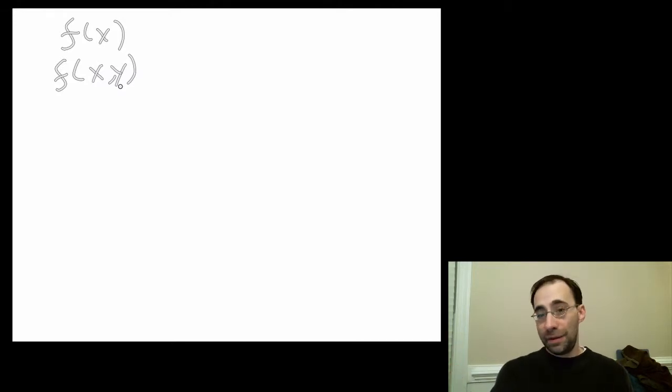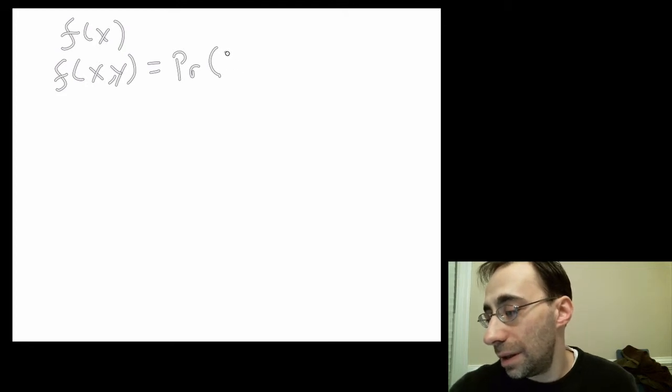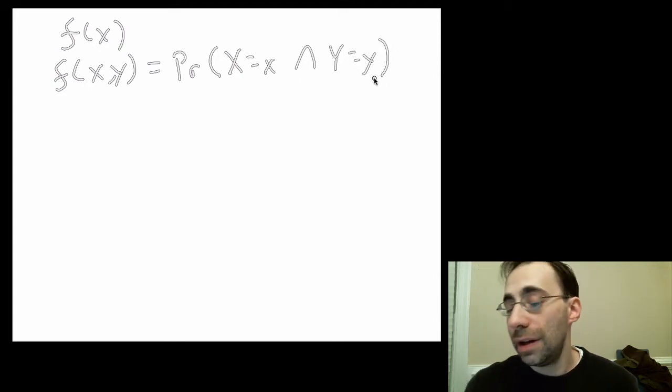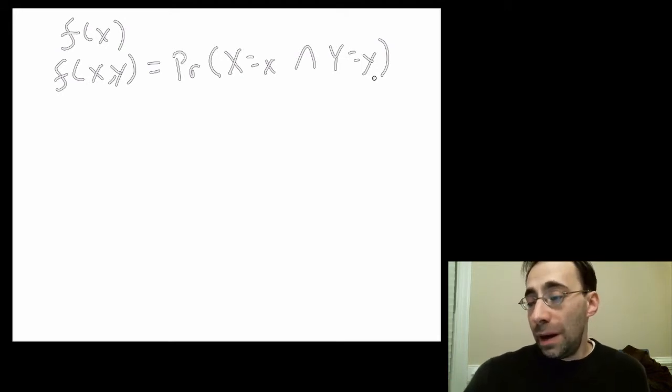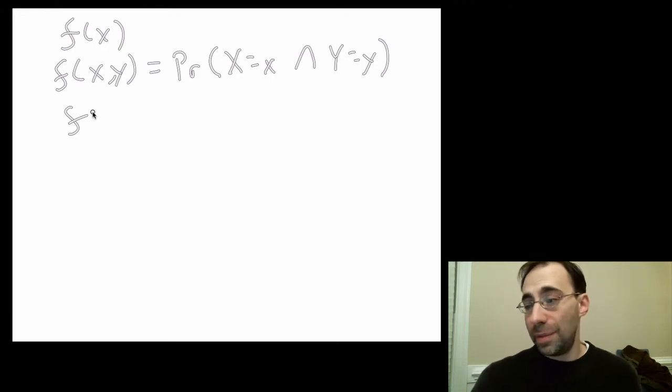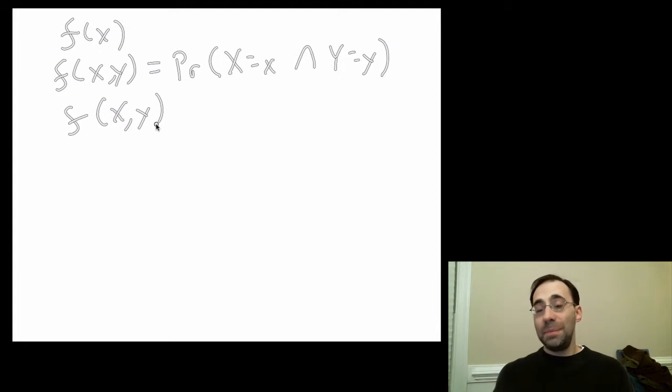If this were a PMF, then this would be equal to this: the probability that X equals x and Y equals y. So it's the simultaneous probability that the random variable X takes the value of little x and the random variable Y takes the value of little y. This is what the definition would be if this were a PMF, a joint PMF. For a PDF, for continuous variables, we still write p_XY, but we don't have the same meaning attached to it.